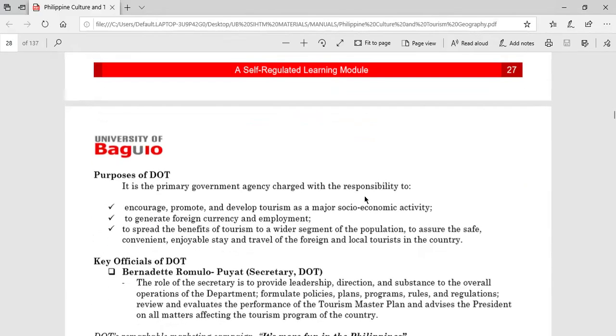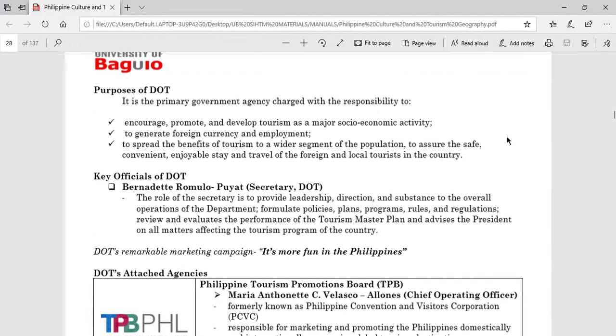All right. Yes, so let's move on. The purposes of DOT are the following. So please go over that one.